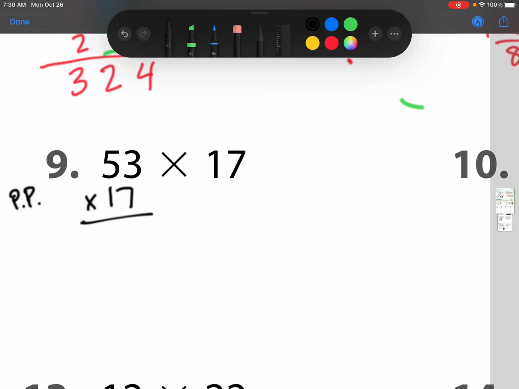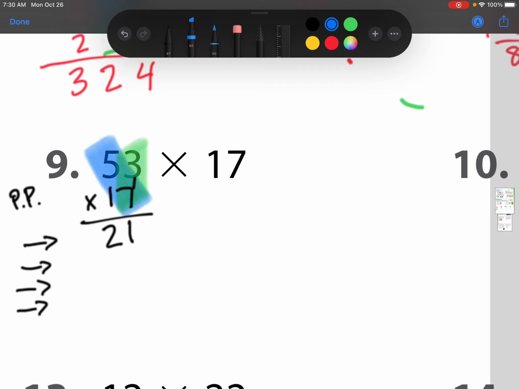So what is it? Well, I have 7 times 3 is 21. And since I'm doing partial products for this one, I'm going to have 4 different rows for this. And why is that? Well, I'm multiplying this place value by each individual place value. So now what's next? Well, we do 5 times 7, but it's not just 5, it's 50.